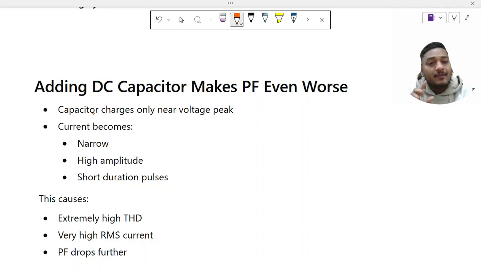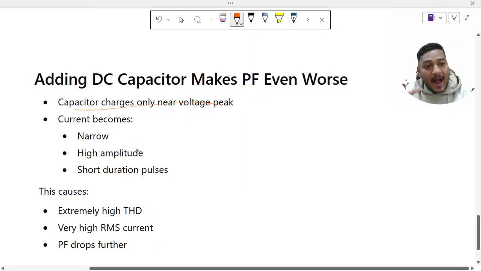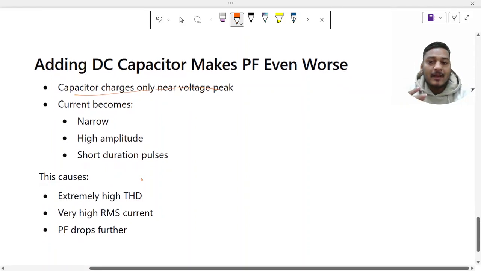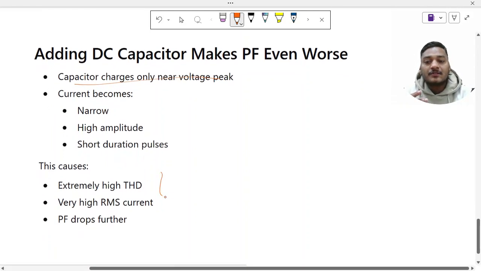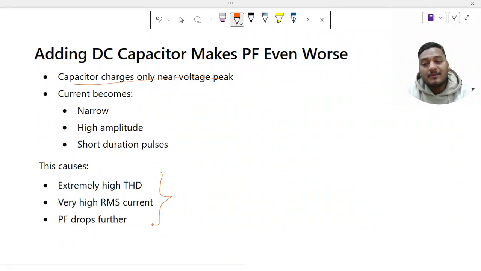Okay, but if we have the capacitor right after the diode bridge, it will again make my power factor worse. Why? Because the capacitor charges only near the peak voltage. Okay, and the current becomes narrow, high-amplitude, short-duration pulses, and this will cause extremely high total harmonic distortion, very high RMS current, and further poor power factor. Okay, so this is the ultimate answer you should have right now.